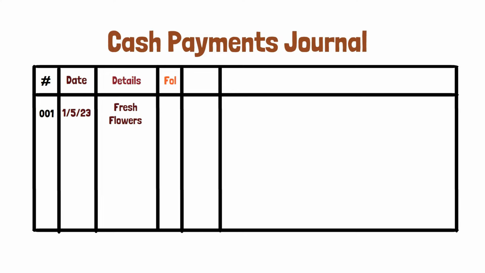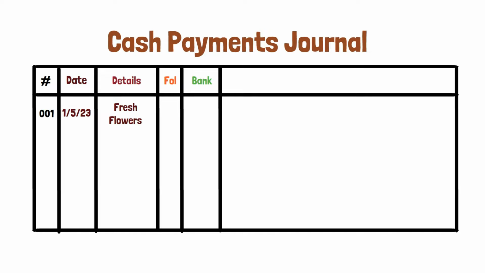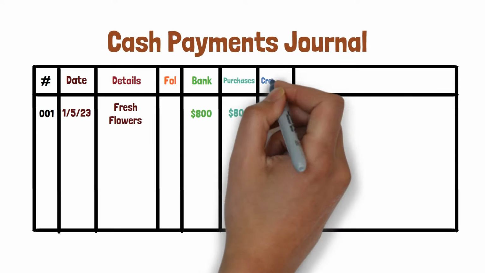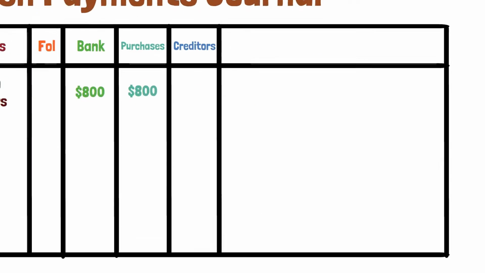Step 5. Allocating the expense. Now, let's allocate the expense to the relevant categories within the Cash Payments Journal. Bank. Since this payment was made in cash, you would record the $800 in the bank column. Purchases. This expense is related to purchasing inventory, fresh flowers, so you'll also record $800 in the purchases column. Creditors. If you owe this supplier and are paying off a previous credit, you'd record it in the creditors column. For this example, let's assume it's not related to a previous credit, so we won't use this column.